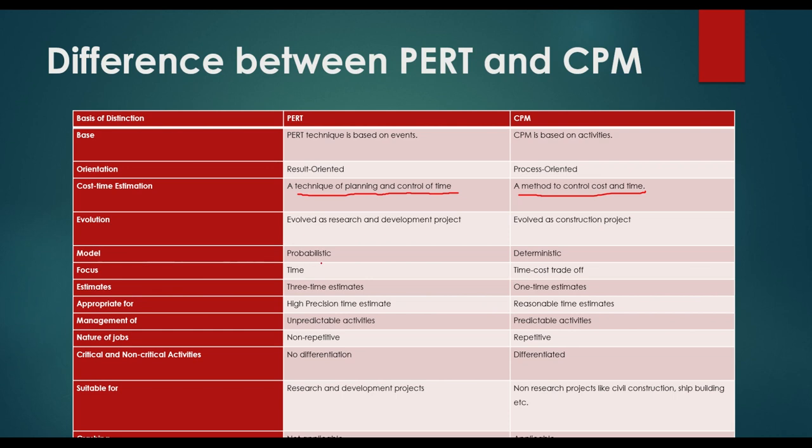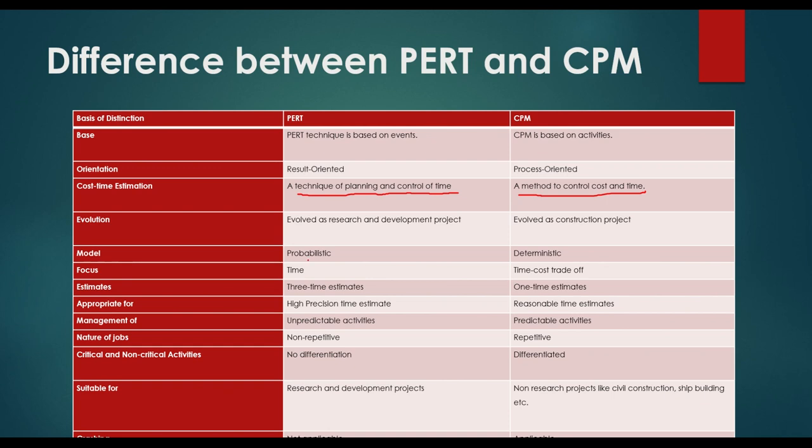Then this model is probabilistic. PERT is more of a probabilistic model, like first we can do this, second we can do this, third we can do this, or maybe we can alter a little bit. But CPM is deterministic because it will tell you the exact path. It will tell you that first this should be done, then this, third this, fourth this. Only then will you be able to implement your whole project on time.